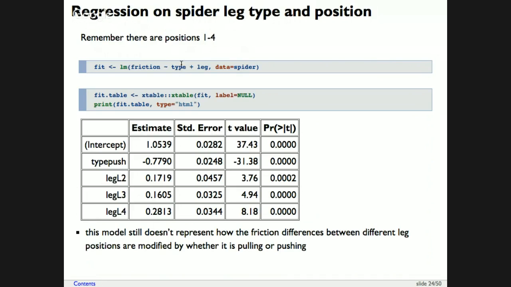So here is our spider friction model with both type and leg in the model, and our regression coefficients table. So this looks kind of like a combination of both of the tables that we had before. We have an intercept, we have a coefficient for type push, as well as the coefficients for legs L2, L3, and L4. What do you notice about these? Do these look familiar? This coefficient type push, these coefficients for L2, 3, 4, aren't they the same?